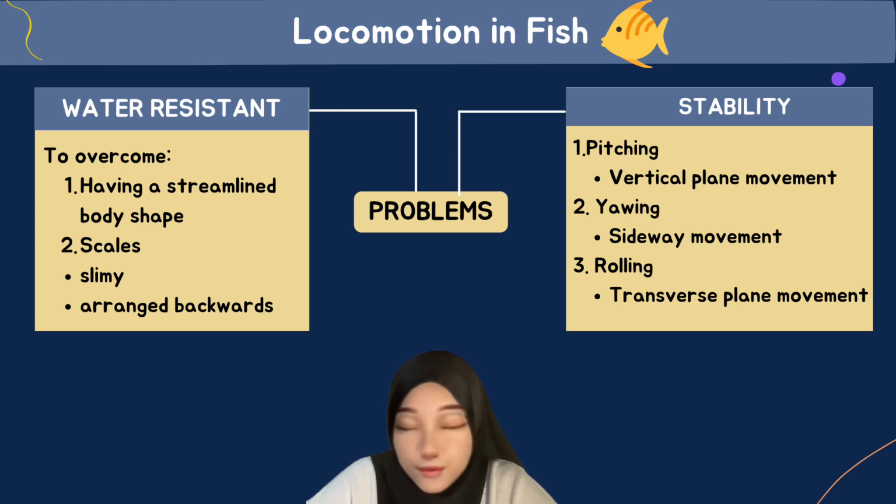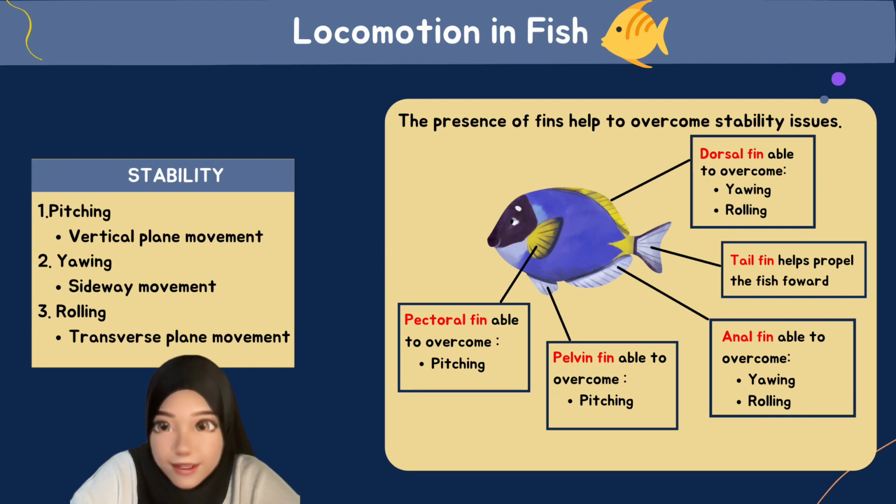Besides, fish also have overlapping scales on their body and a slimy coating to minimize the frictional drag. Other than that, there is a tendency for fish to become unstable in water when they are swimming, and this leads to yawing, pitching, and rolling. Pitching is a vertical plane movement, yawing is a sideways movement, and rolling is a transverse plane movement. These movements are overcome by the fins on the fish body. The fins give stability and control the direction during swimming.